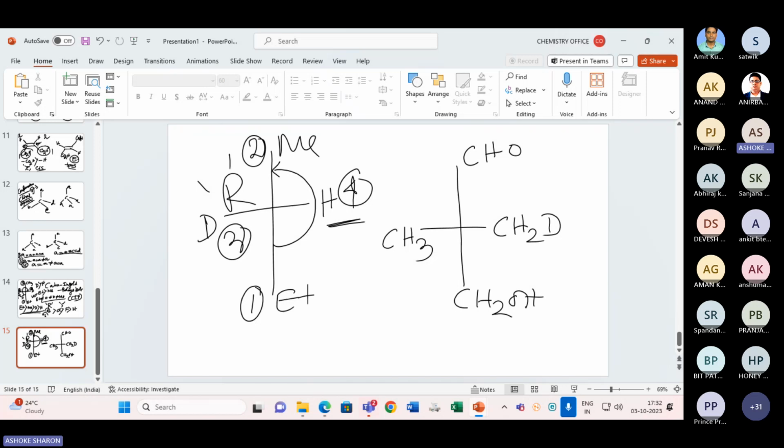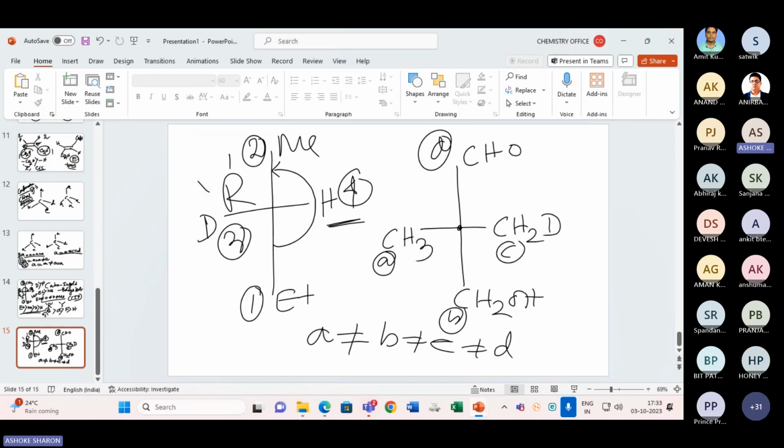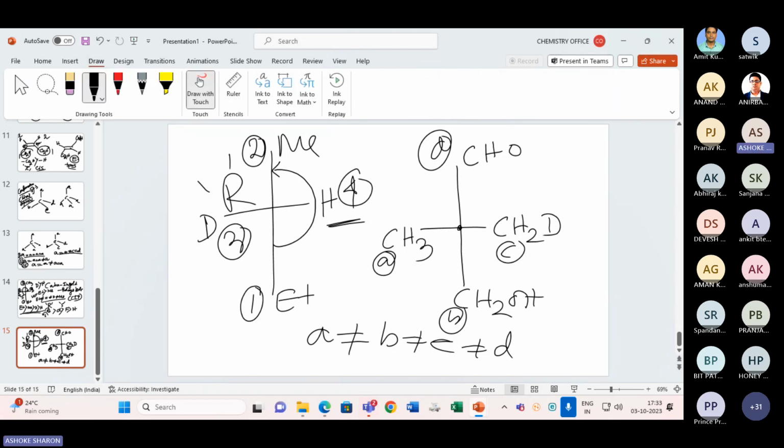If you try to give the priority, first, if you consider this center, only one chiral center is there in this molecule, and the substituents are A, B, C, D. As I have already explained previously, A is not equal to B, not equal to C, not equal to D. So this is the first criterion. That means this center will be chiral. Now consider the numbering. Which group will get the priority? Here it is a little bit complex, not so easy.